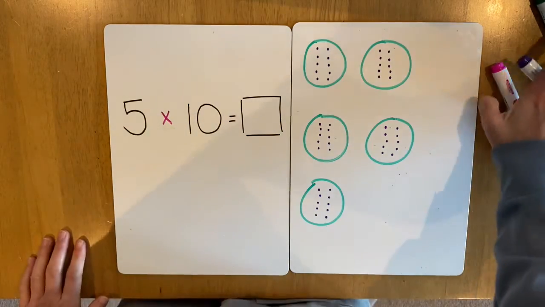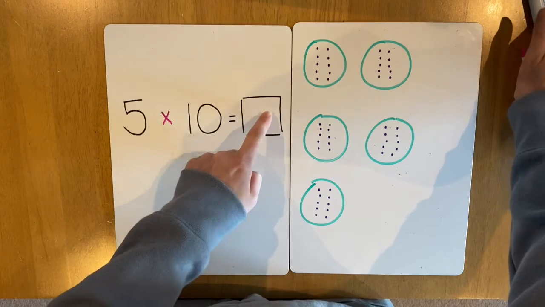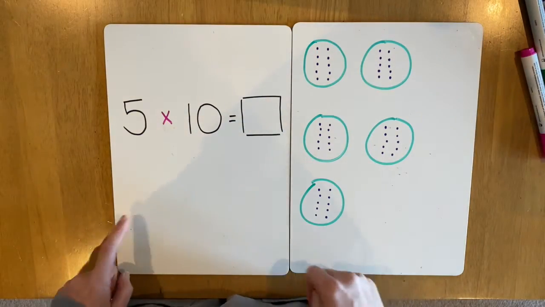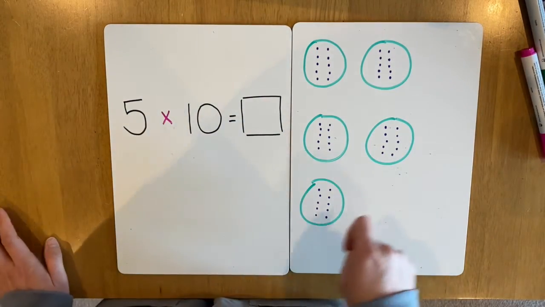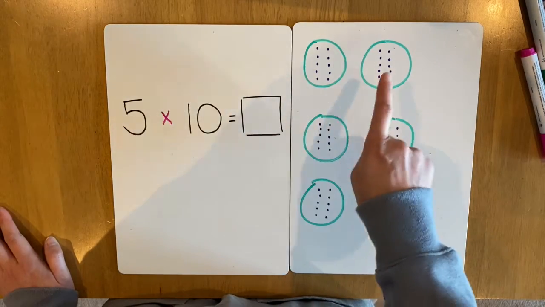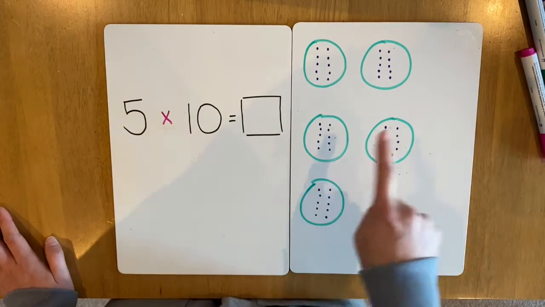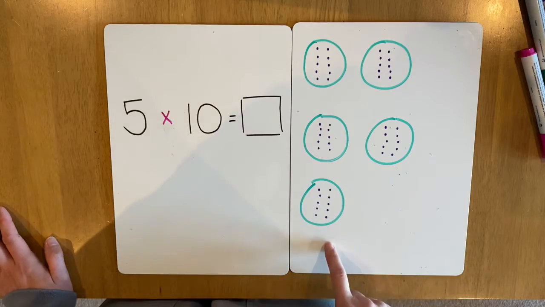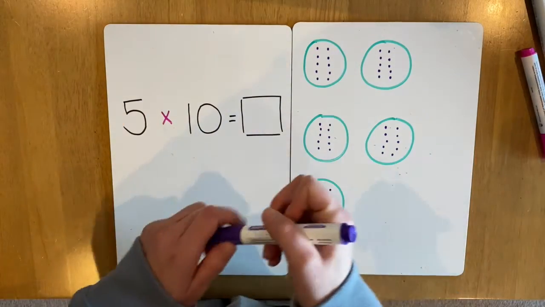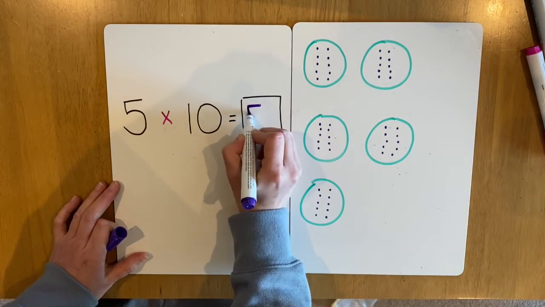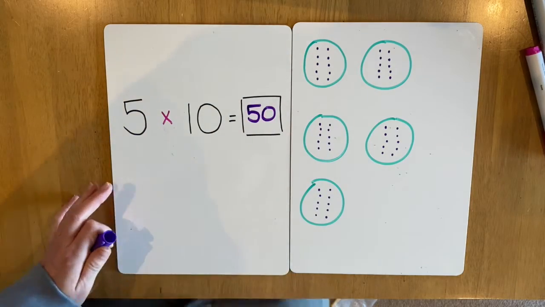Okay, let's see how many we have all together. We have to count up in 10s. Ready? 10, 20, 30, 40, 50. We have 50 all together.